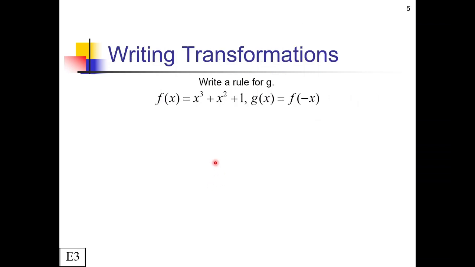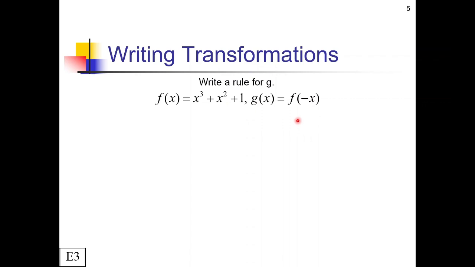So we're going to segue into writing rules for transformations. So we have this f of x function here. It's x cubed plus x squared plus 1. And g is basically just f of negative x. We just want you to write a rule for g. Pause the video and see if you can piece this one together.